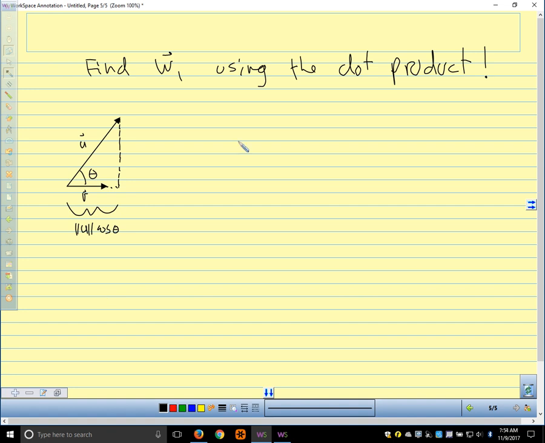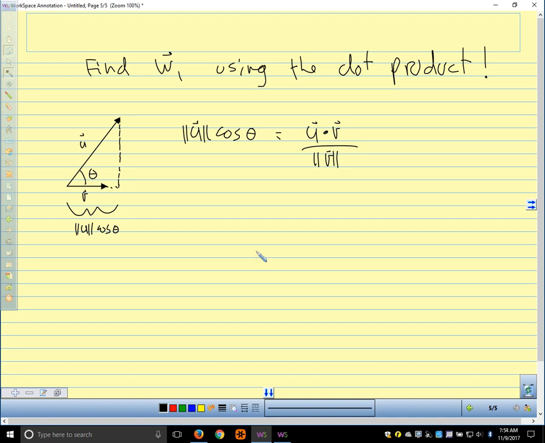And U cosine theta, magnitude of U cosine theta, from our equation of the dot product, is U dot V over the magnitude of V, because I'm missing the magnitude of V there. So that little scalar component is U dot V over the magnitude of V.